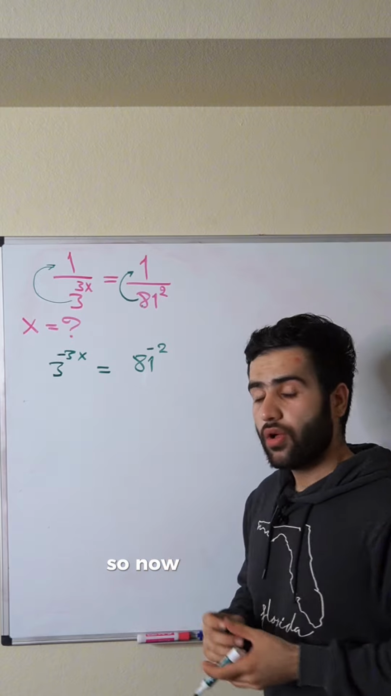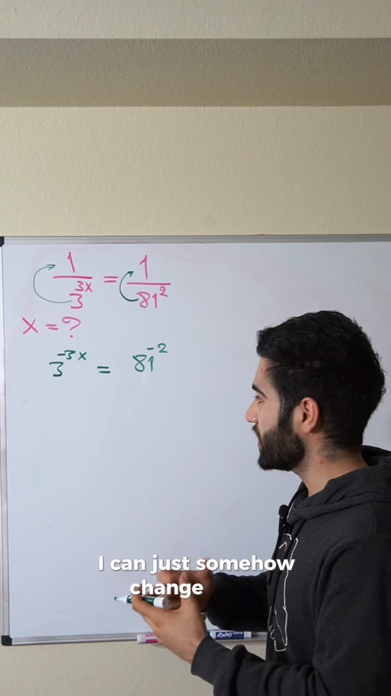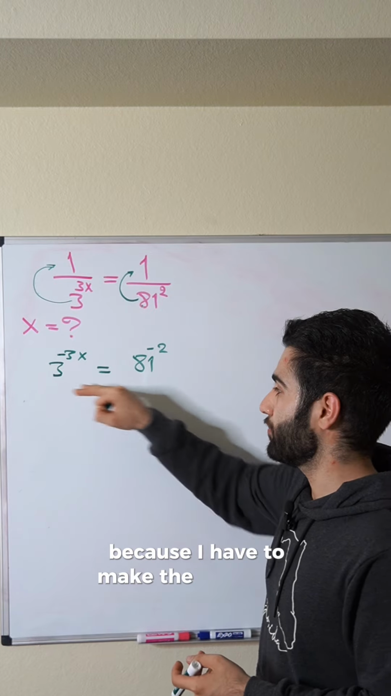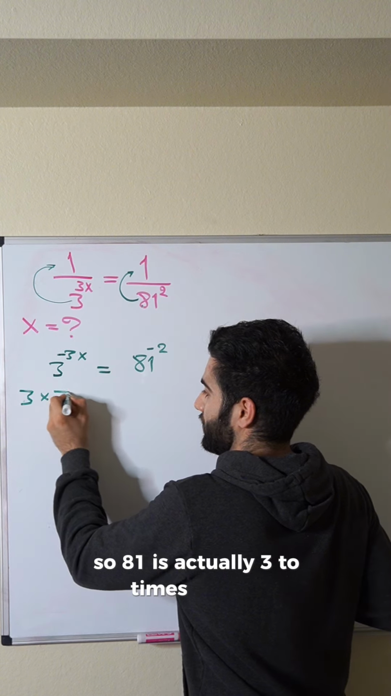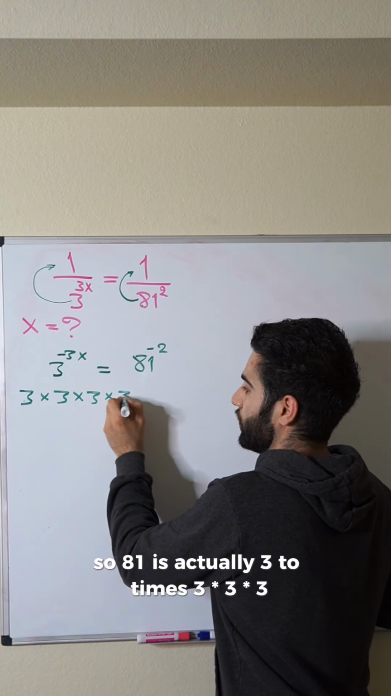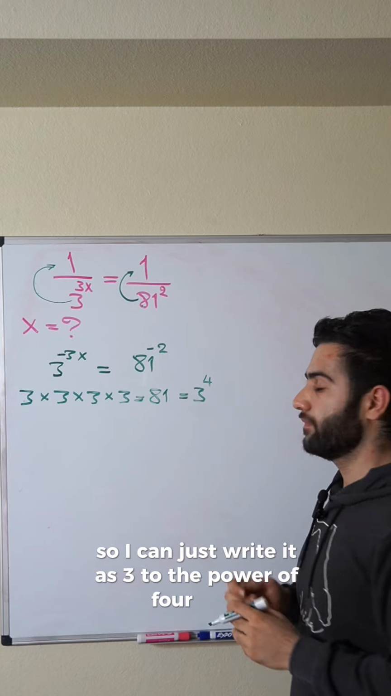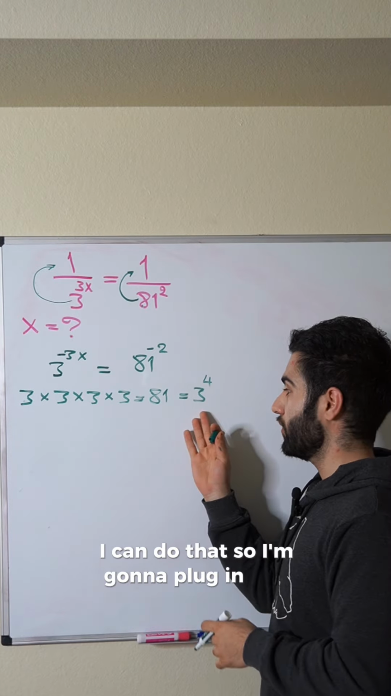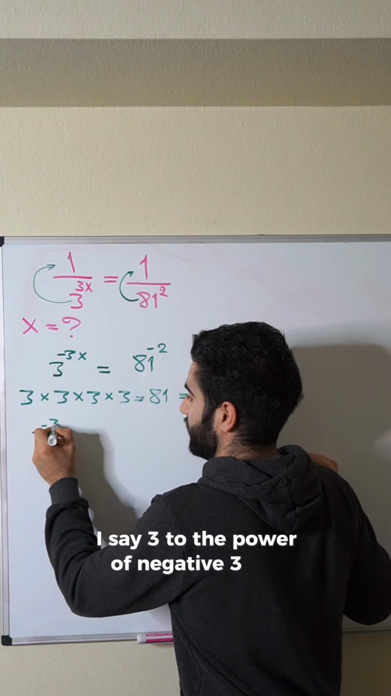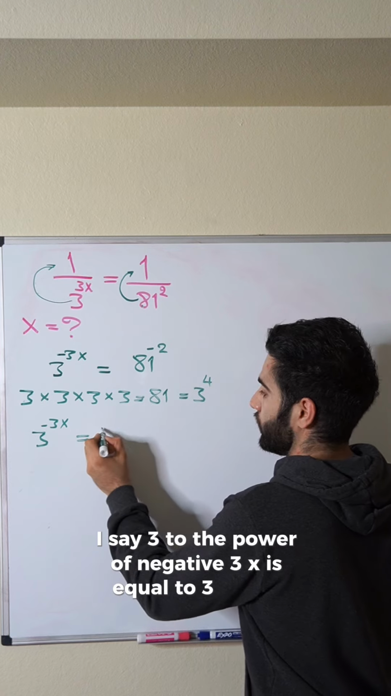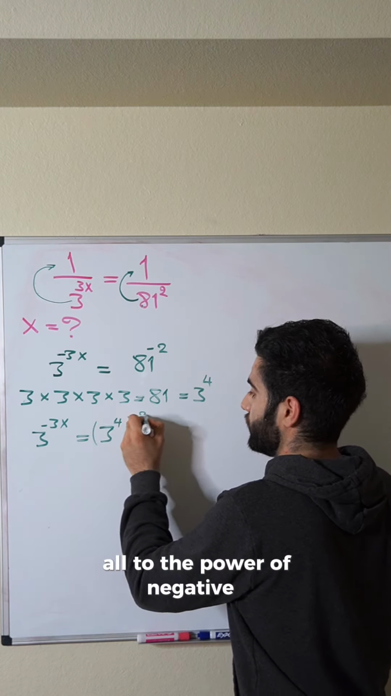Now when I see 81, I can change it to base 3 because I have to make the bases the same. 81 is actually 3 times 3 times 3 times 3, so I can write it as 3 to the power of 4, right? So I'm going to plug in 3 to the power of 4 here. So I say 3 to the power of negative 3x is equal to 3 to the power of 4, all to the power of negative 2.